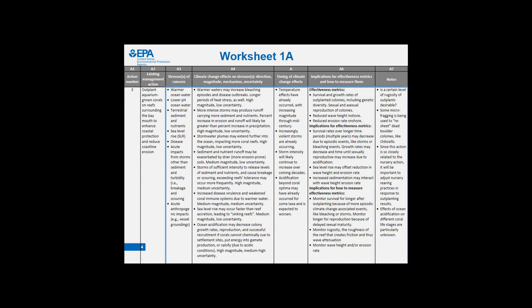And then, because our interest in planting them is not strictly a biological or an ecological one in this case, but it has a utilitarian function of reducing erosion, we might want to look at wave heights. Did the planting of these corals reduce wave heights between the corals and the shore of concern? And then reduced erosion rates. Did the reduced wave heights translate into reduced erosion rates? Implications for effectiveness metrics.